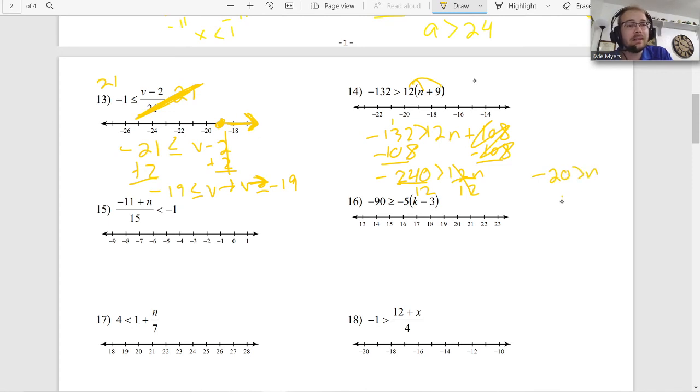But I need to flip it because n is not on the left, so I need to flip it, and now it's going to be this. And so now I have 20. 20 is right here. And I go less than goes to the left.